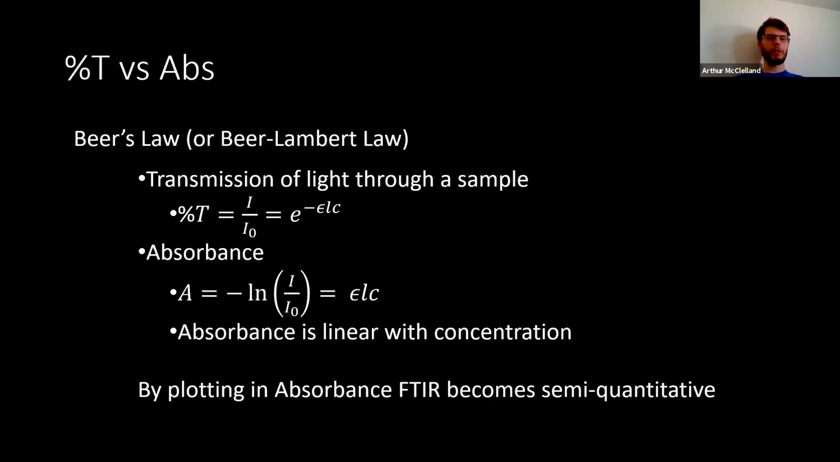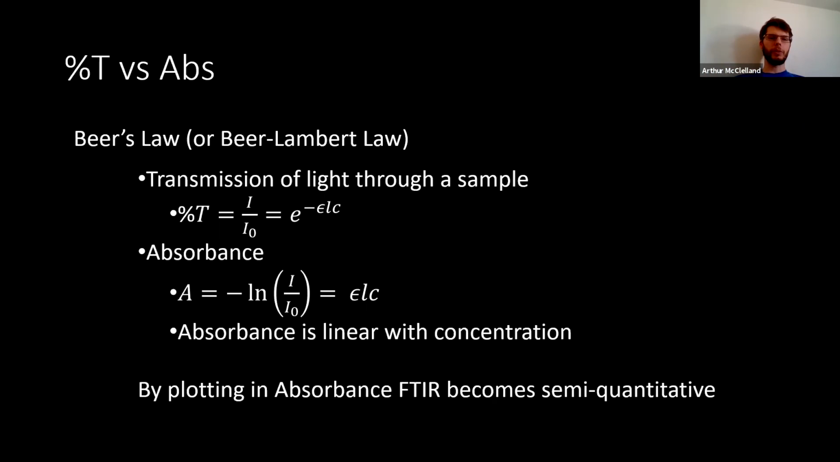Absorbance of light by a sample goes as Beer's law, or the Beer-Lambert law. The %T is your intensity with your sample in place over the intensity with no sample, and it goes as e to the minus epsilon LC. Epsilon is the molecular absorptivity. It's fundamentally how probable it is for the molecule in your sample to absorb a photon, so it's just fundamental to your sample. L is the path length: how much sample does the light interact with? And C is the concentration.